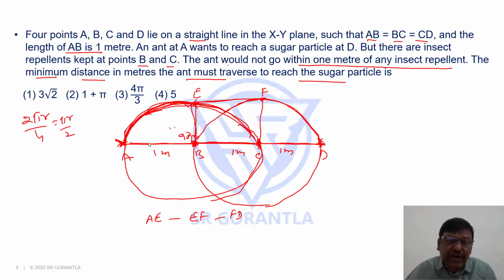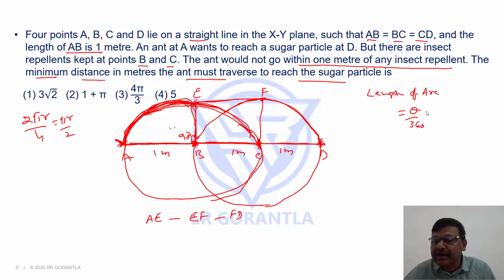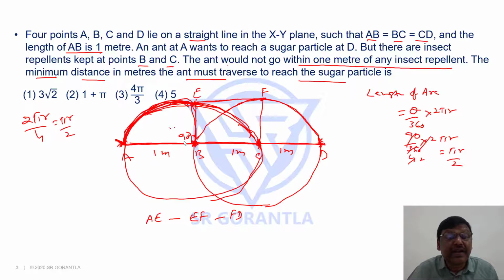Or I can tell you this, if you take BAE, this is a sector, and this AE is the length of the arc of the sector. The length of the arc formula is theta by 360 into 2 pi r. Theta here is 90 degrees, so 90 by 360 into 2 pi r. Is it not pi r by 2? Yes, but what is the radius here? This is 1 meter, so 1 meter is the radius. So in the place of r I can substitute 1, so pi by 2. So this length AE is pi by 2.